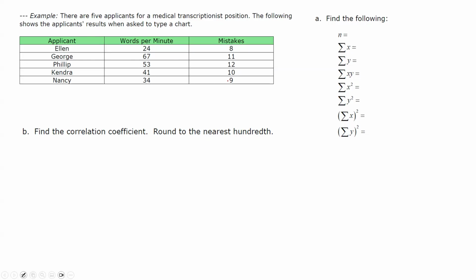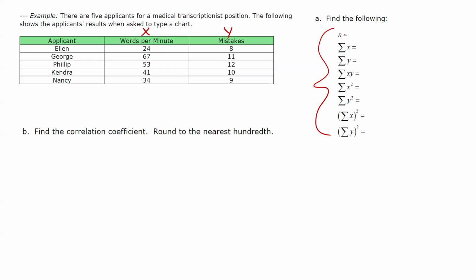We first need to identify which is the X variable and which is the Y. In this case, our words per minute will be our X and our mistakes will be our Y. We can't have mistakes without actually putting in words, so we know Y is dependent on our X. The next thing that we're going to do is find the following terms. And we have a lot here that we do need to find. So I highly encourage you to utilize your calculator to find these.